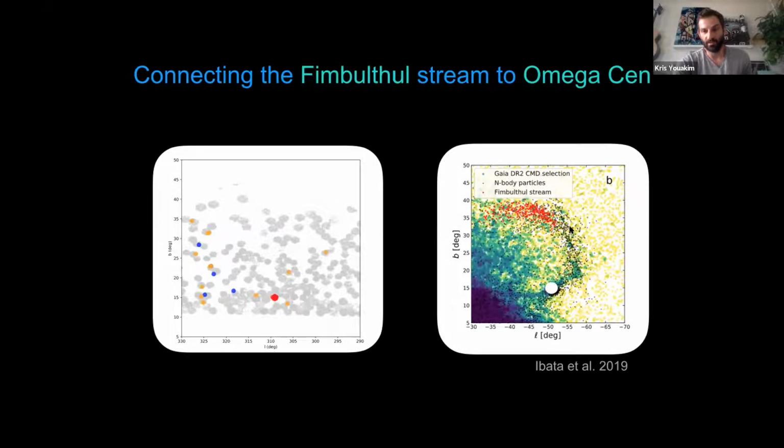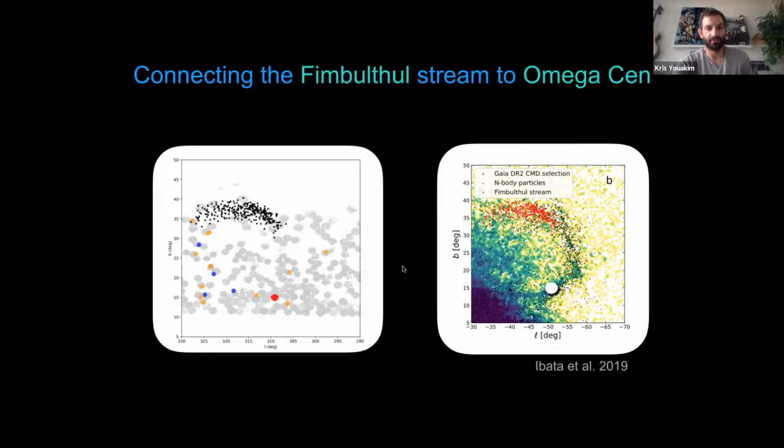So the black points here are simulated data. The red points are actual real candidates found by the stream finder algorithm for the Fimbulthul stream. And in this paper, Ibata et al. claim that Omega Cen is a possible progenitor for the Fimbulthul stream.